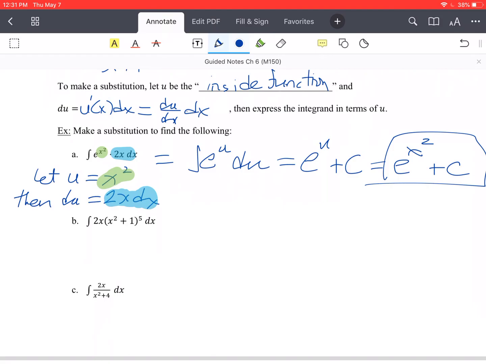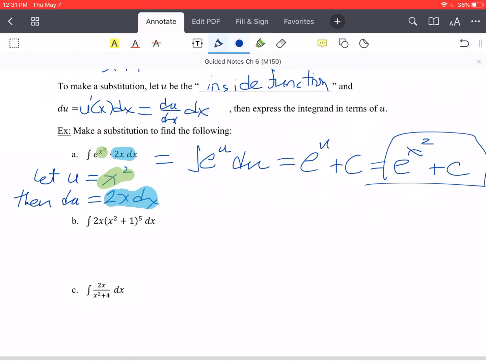Okay, so doing these u substitutions, we identify the inside function and its derivative. Switch everything from x's to u's. Then take the simpler integral. Once you have the integral done, you can switch back from the u's to the x's again.